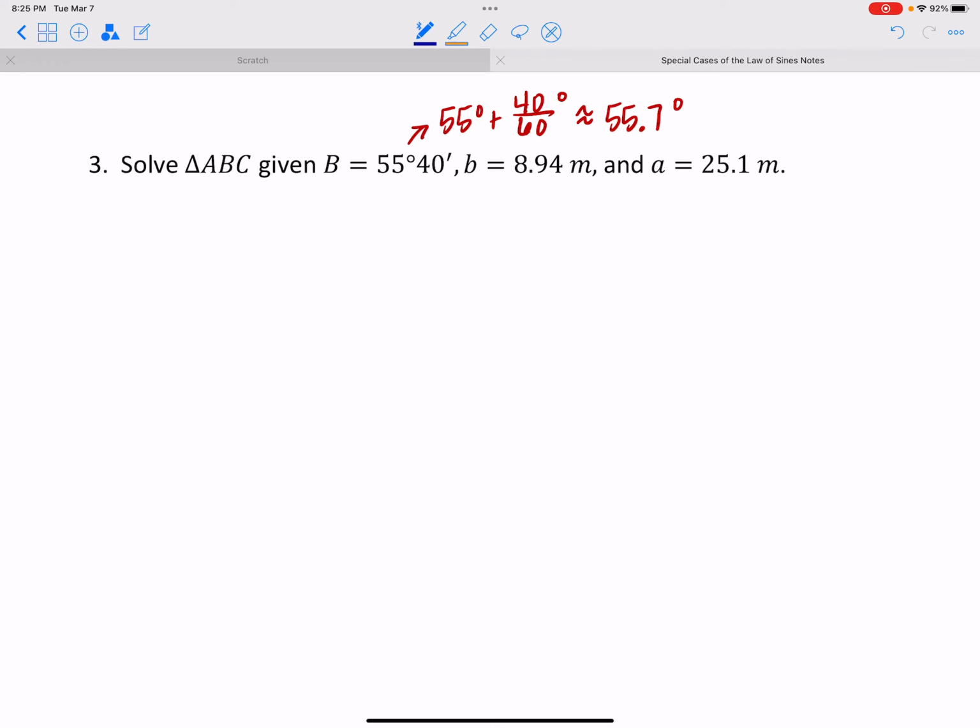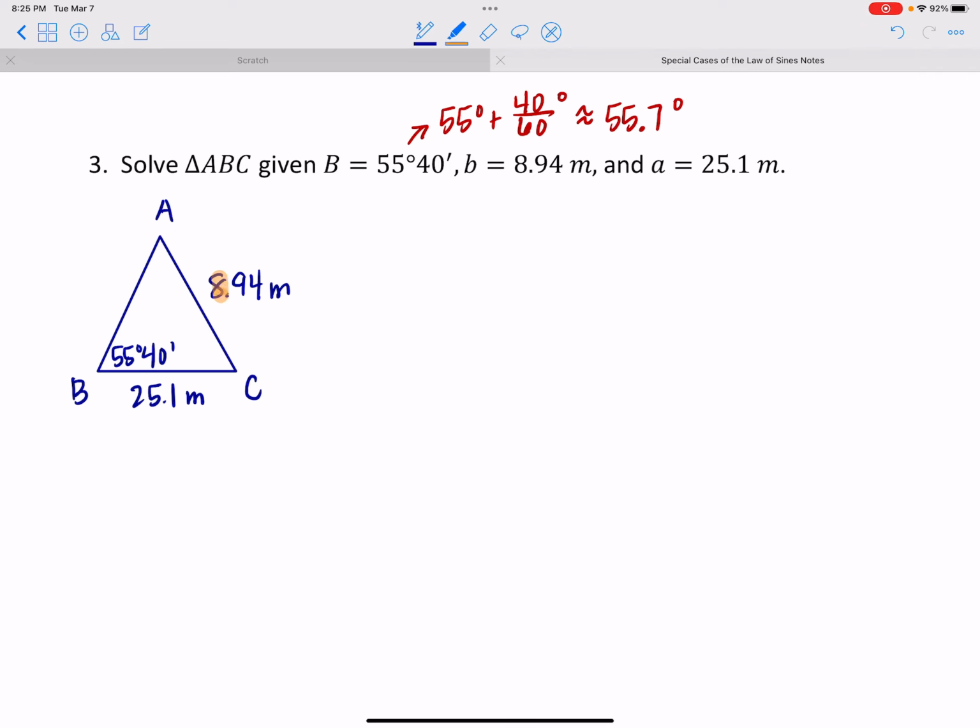Okay, so one little pre-step in this one. So I'm going to draw my triangle. Remember, draw your triangle however you want, however makes you happy, and if no ways make you happy, then just deal with it. Okay, so I'm going to call this angle A, angle B, angle C. In this case, we know angle B is exactly 55 degrees 40 minutes. We know side B is 8.94 meters, and then side A is 25.1 meters.